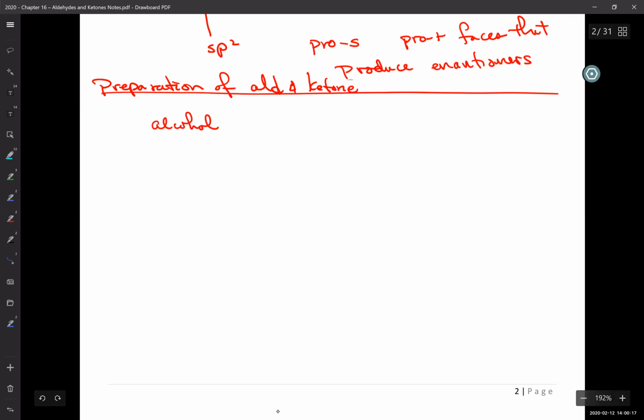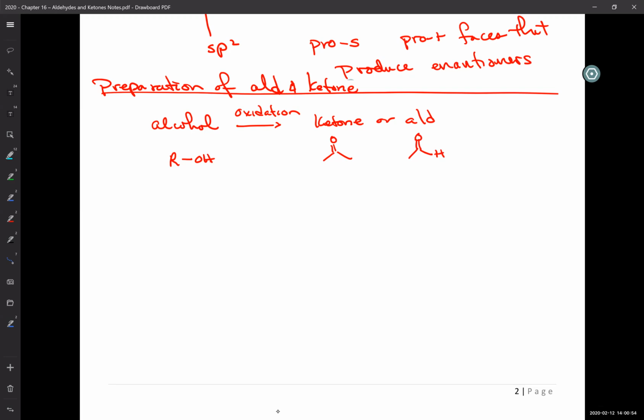So alcohol, and then you do oxidation. So that's going to be something like ROH, and then you're going to end up with a ketone or aldehyde, depending on if it's an internal, like a secondary alcohol, or a primary alcohol. So a ketone would be from a secondary alcohol, and an aldehyde would come from a primary alcohol.